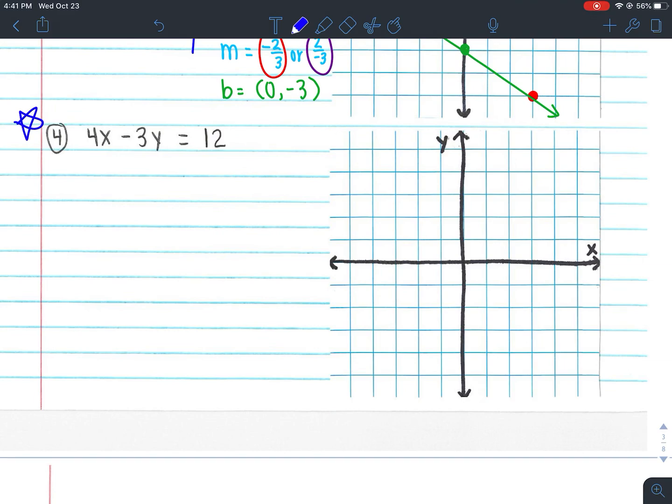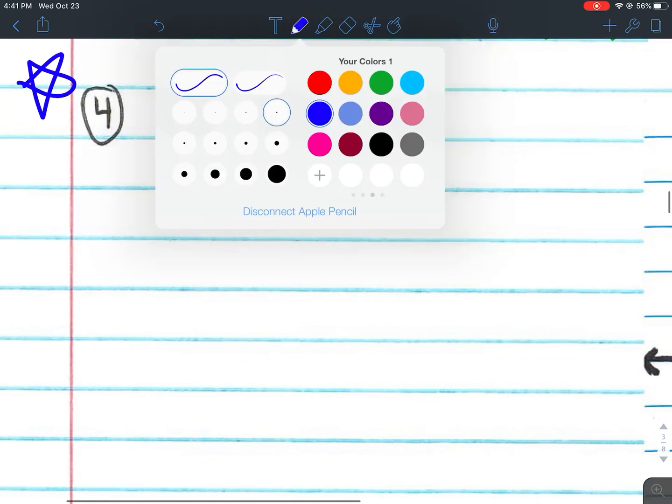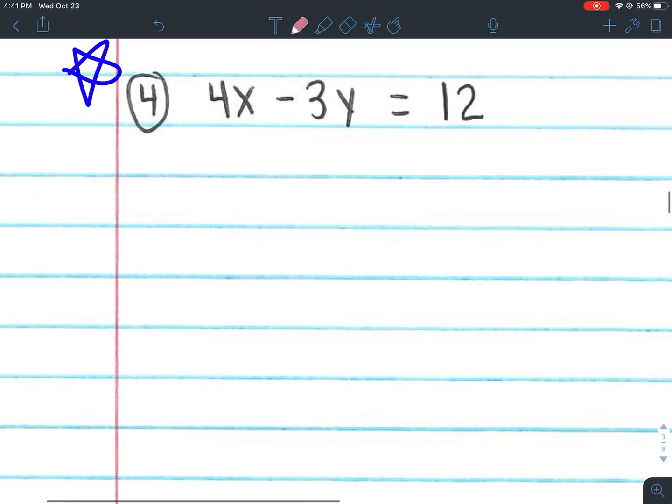Number 4 is a common problem that we see, and it's also a problem that we get mixed up a lot on, and it's just some small mistakes here and there. So I would put a star next to this one just so that you pay attention and know, hey, I should watch out for some stuff on here.